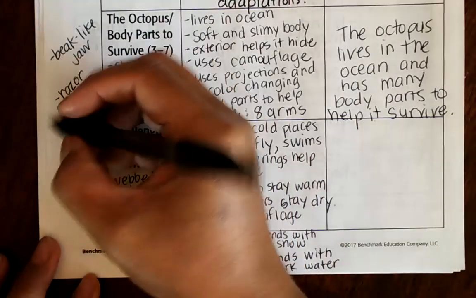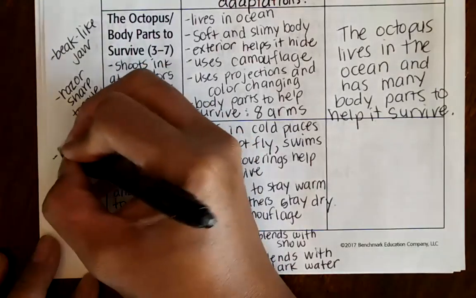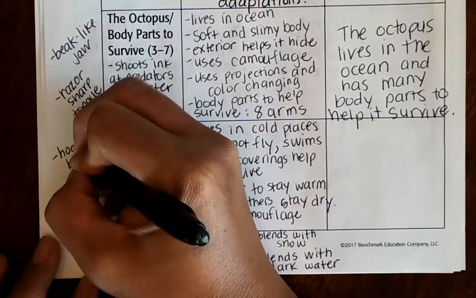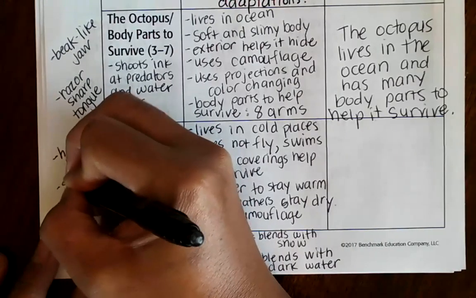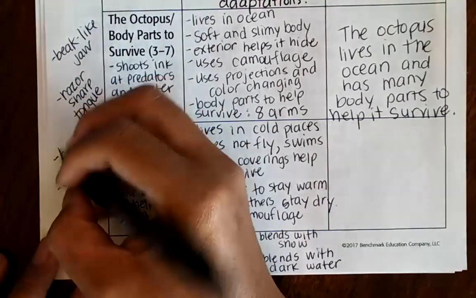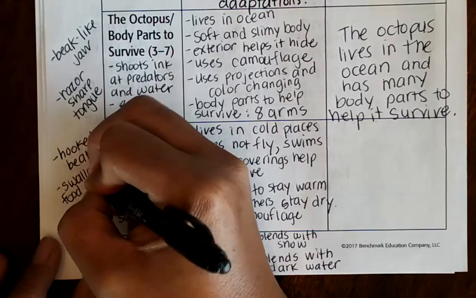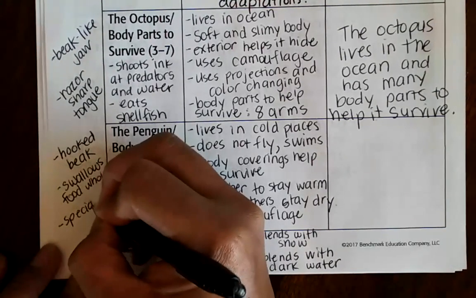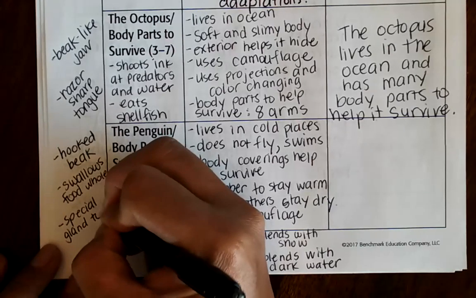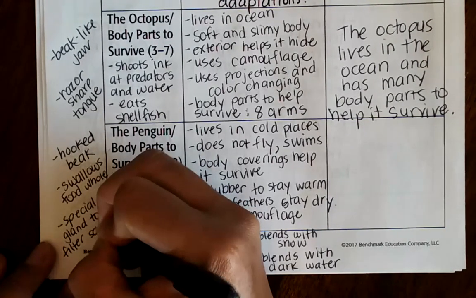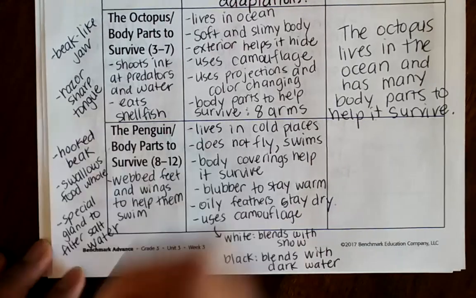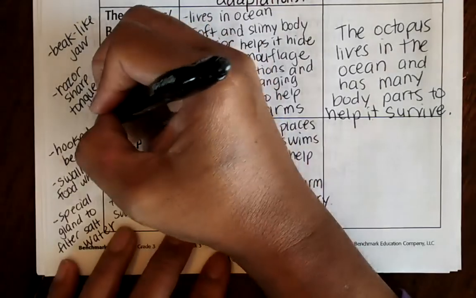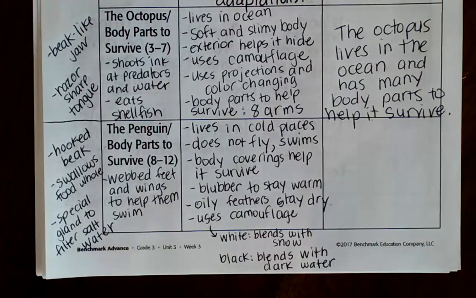So they have a hooked beak. I got that. I'm going to write it off to the side. A hooked beak swallows food whole. They don't even chew. And they have a special gland, right? Special gland to filter salt water. Wow, we have a lot of information here. I'm going to just draw a line so that I know that penguin and octopus need to be separated. So pause the video, boys and girls, and fill in this information so that you're caught up.